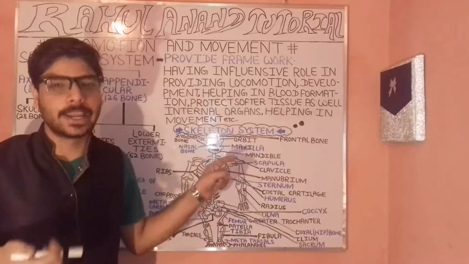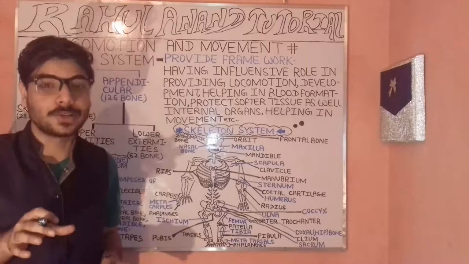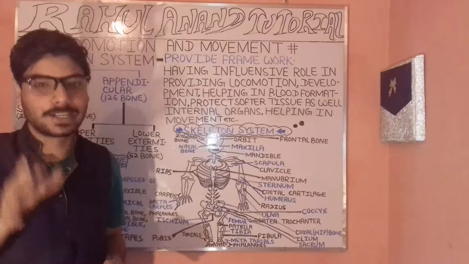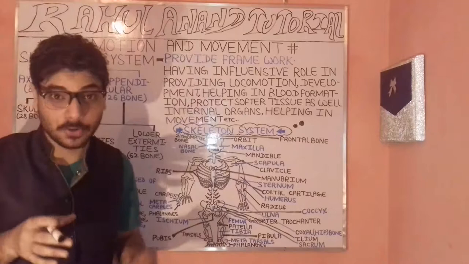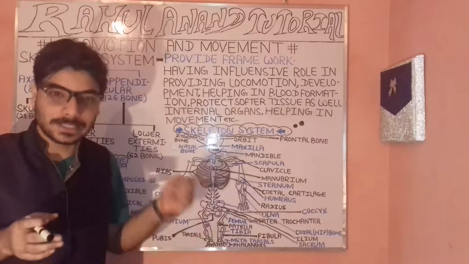Now, when we talk about the bones, let's begin with it. In the first case, we have the frontal bone in this portion, then the parietal bone here, then the occipital bone in this portion. Likewise, you have the temporal bone, which is present on the inner side of your skull.